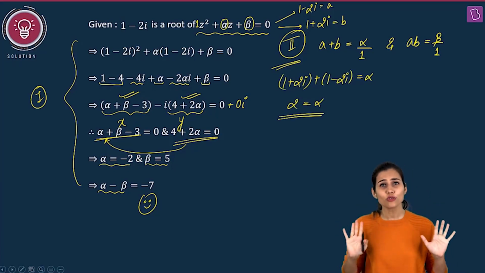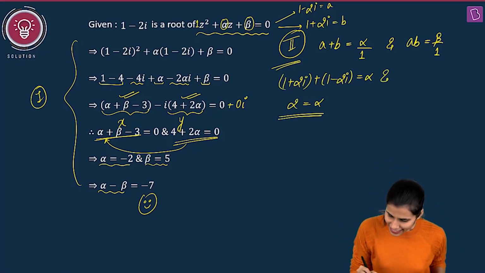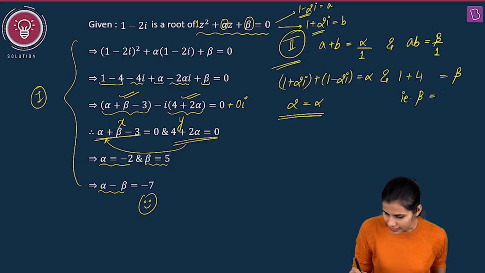Alpha is known so simply and quickly. And alpha into beta. So multiply both these quantities, you will get 1 plus 4 iota square, or I should say 1 minus 4 iota square equals beta. Iota square is minus 1. This simply gives you 1 plus 4 equals beta. That is, beta is 5.